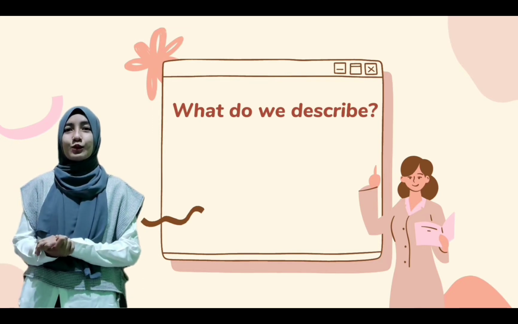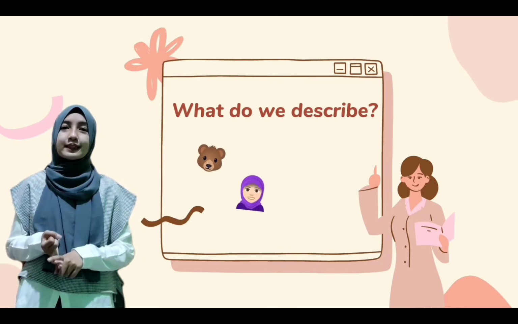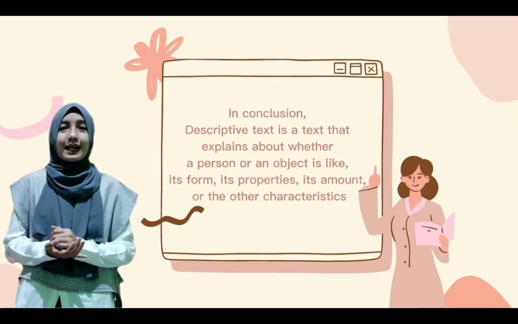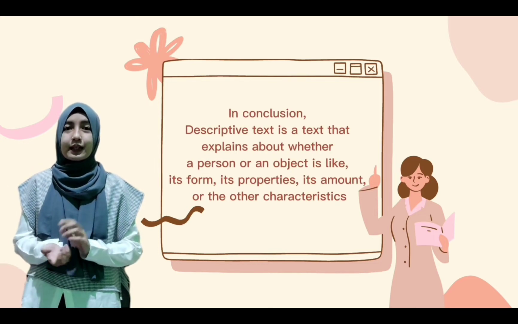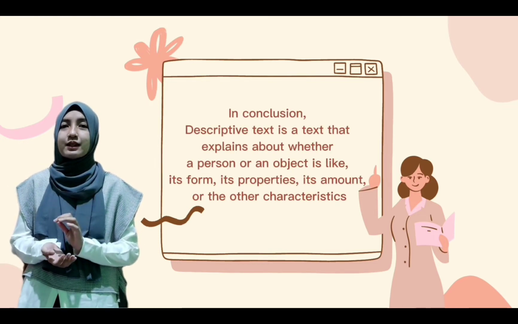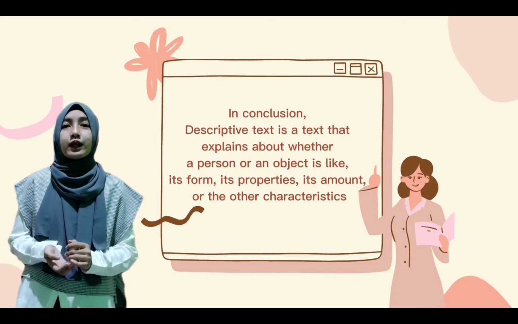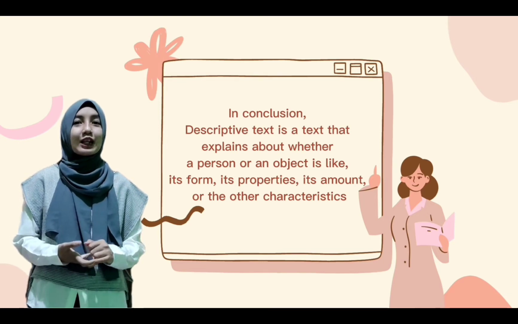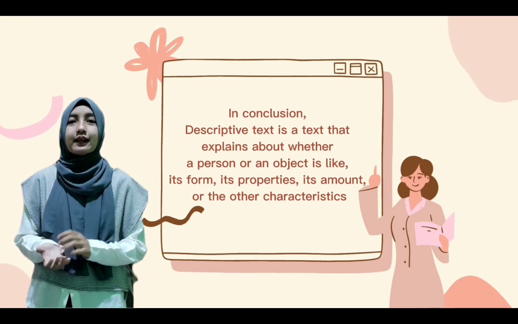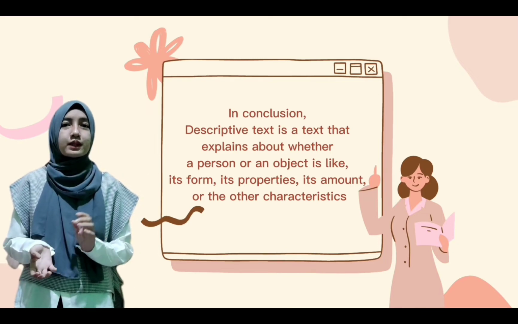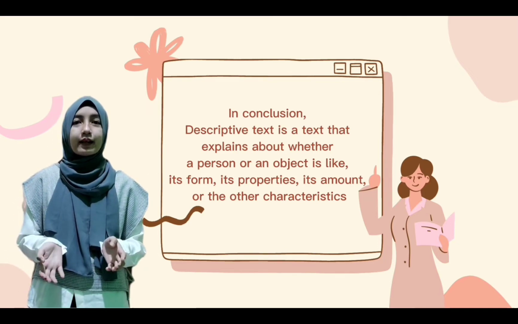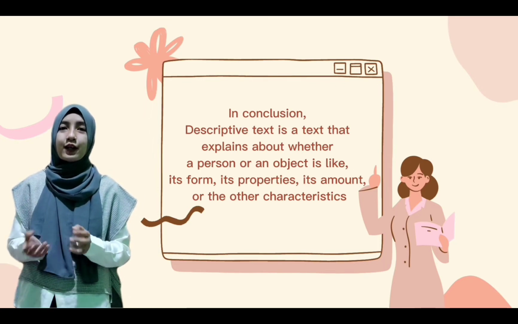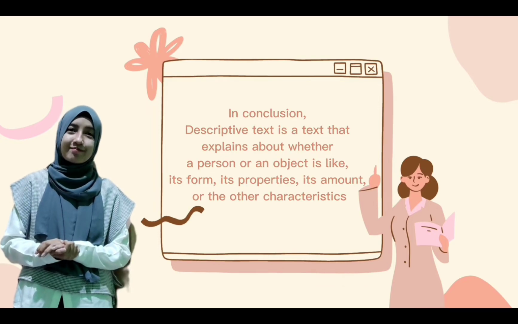In descriptive text, we can describe an animal, a person, a place, or a thing. Most descriptive text is about visual experience. But in fact, experiences other than the sense of sight can also be used in descriptive text. So, we can conclude that descriptive text is a text that explains what a person or an object is like, its form, its properties, its amount, and others. Do you get it?